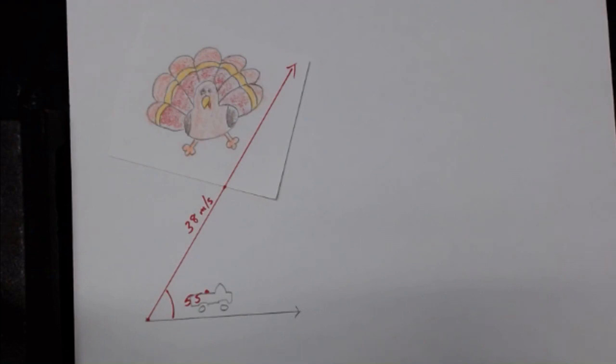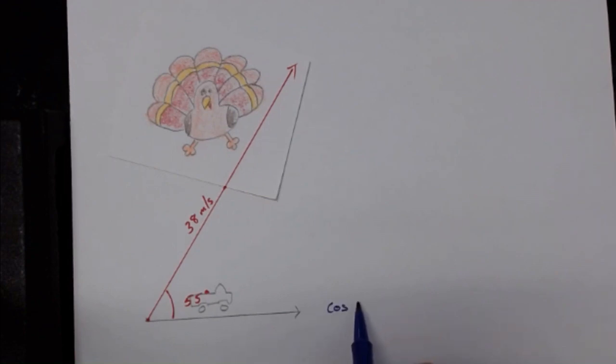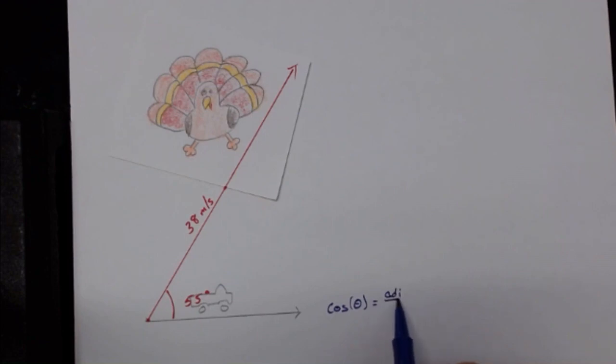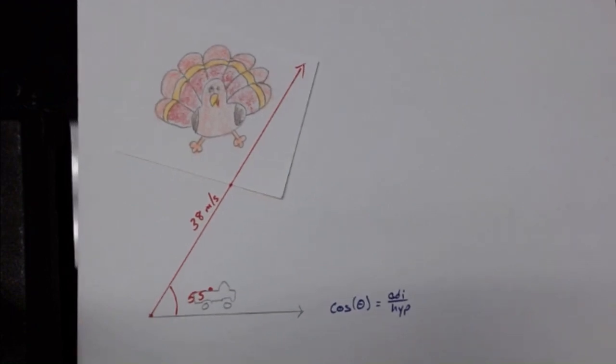I'm going to use my cosine. If I'm solving for this line here, my regular equation is cosine of theta equals adjacent over hypotenuse. But I know my hypotenuse, 38, and I'm solving for adjacent. So how do I get adjacent isolated on that side? Multiply both sides by the hypotenuse. So in this case, it's going to be 38 times the cosine of 55 degrees.